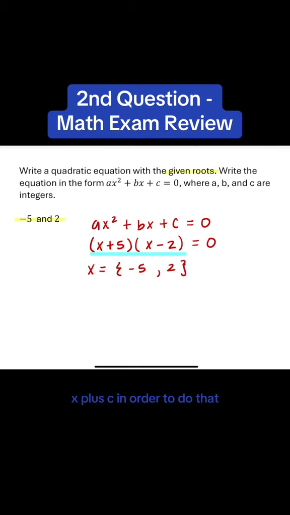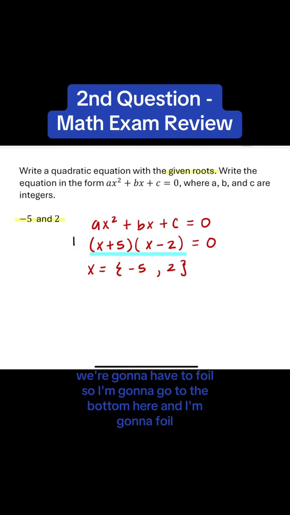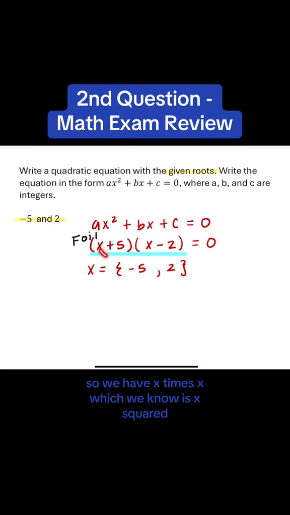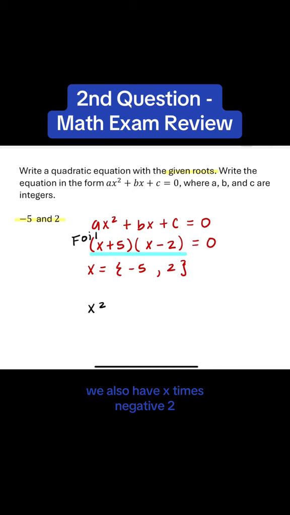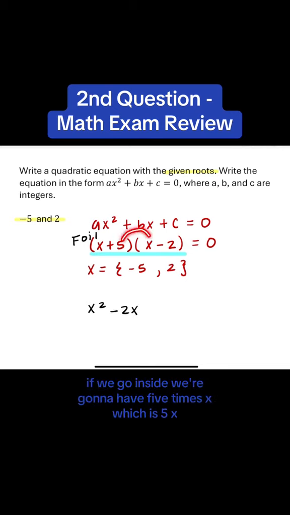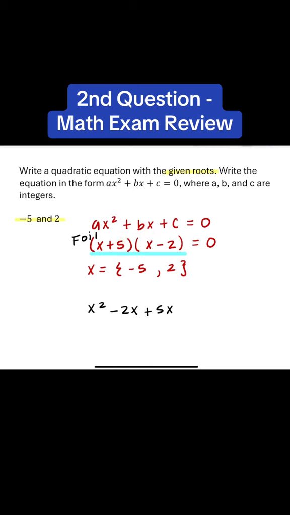In order to do that, we're going to have to FOIL. So I'm going to go to the bottom here, and I'm going to FOIL. So we have x times x, which we know is x squared. We also have x times -2, which we know is -2x. If we go inside, we're going to have 5 times x, which is 5x. And then last, we have 5 times -2, which is going to be -10. And then that's going to be equal to 0.